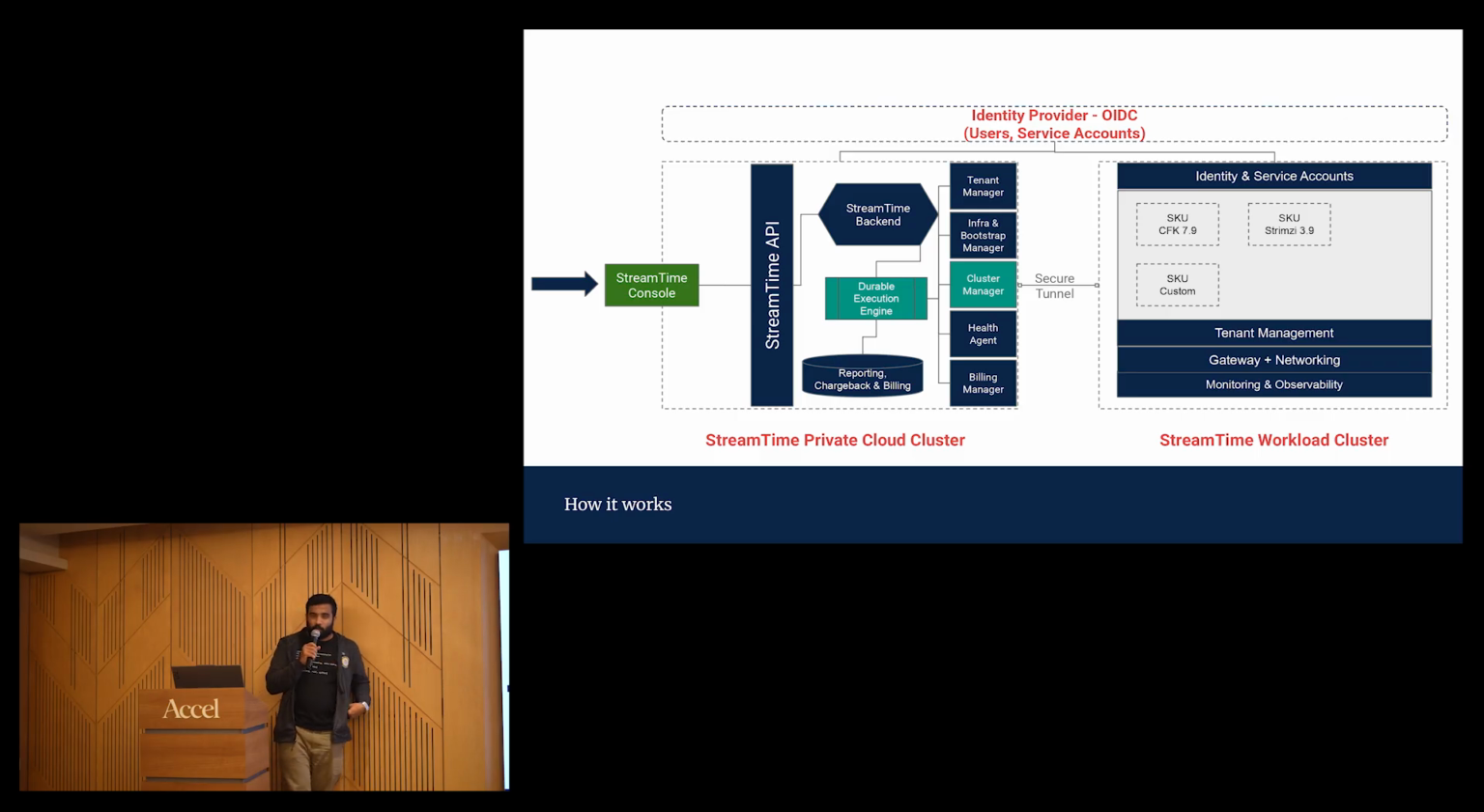At a quick overview, this is what the architecture looks like. There are two primary components here. There's the management plane, which is on the left, and the actual workload cluster, which is where Kafka runs. The management plane exposes a UI where you can configure or create your Kafka clusters, and that talks to an API, which at the core of it is the durable execution engine. I'll talk more about how we built it and the challenges, etc.